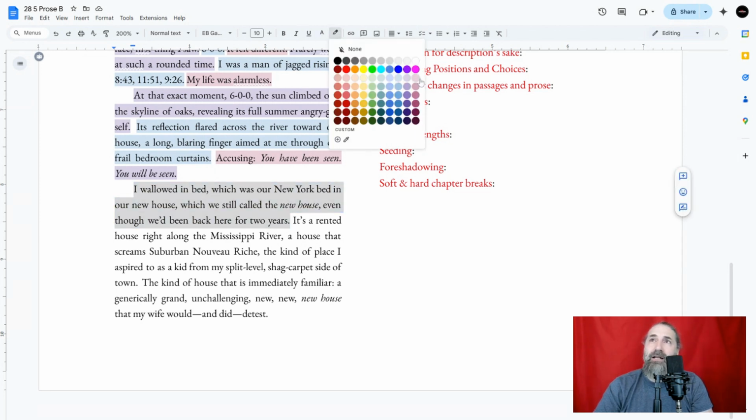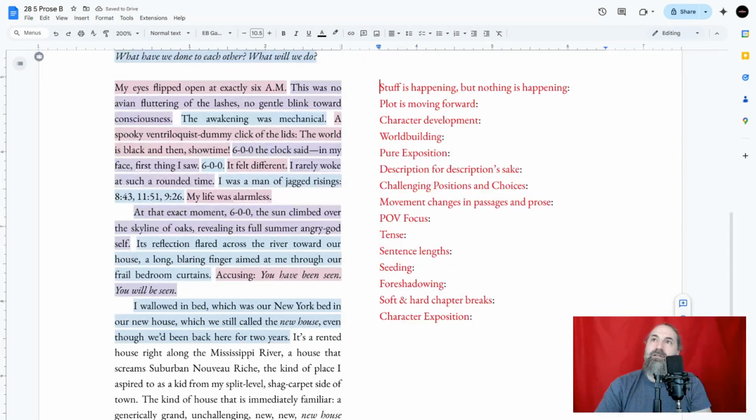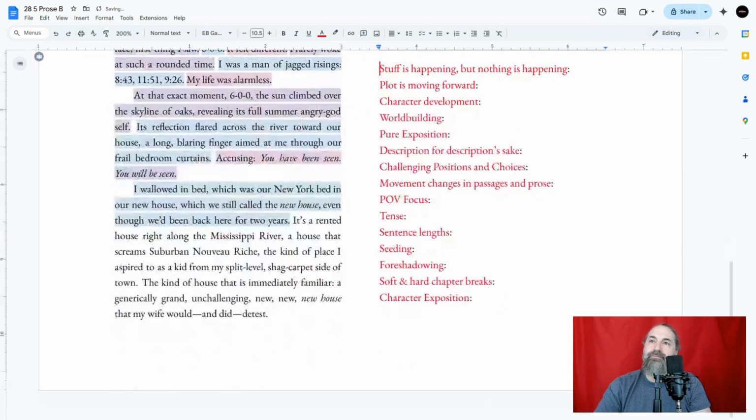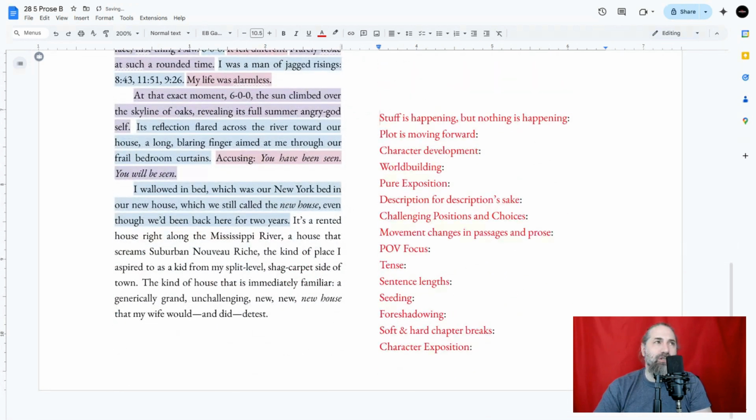Thank God there's some plot. But it is also character development, because "I wallowed in bed" is exposition, but it's through character. So it turns into another thing: character exposition. See, each time I do these lessons on the prose, it reminds me to talk about specific things. All right, there we go. Character exposition is through the experience of characters or through the presentation.